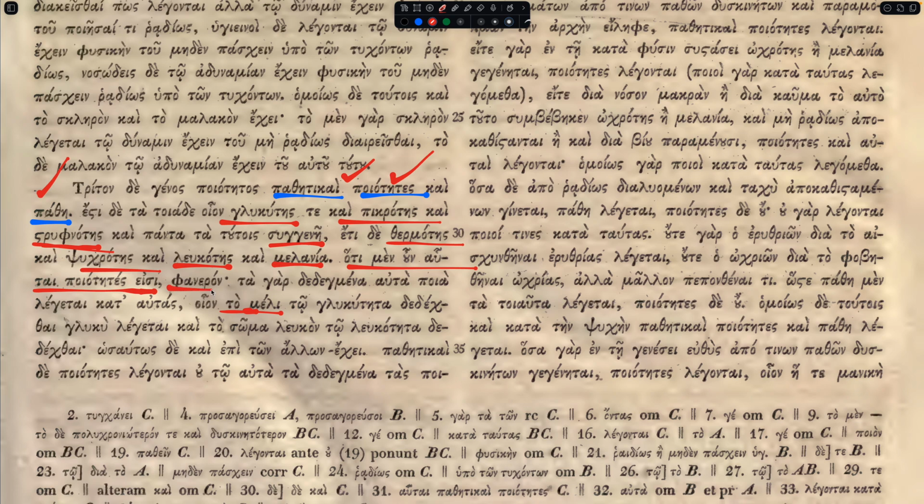Phaneron. Sorry, see how I pronounced that wrong? I should have said phaneron. I said phaner. That's what these accents are for, to guide my pronunciation. Dagar dedegmena auta boya legadai katautas. The dedegmena, that's the perfect passive participle of something received. So the things received themselves, qualities are said in accordance with themselves.